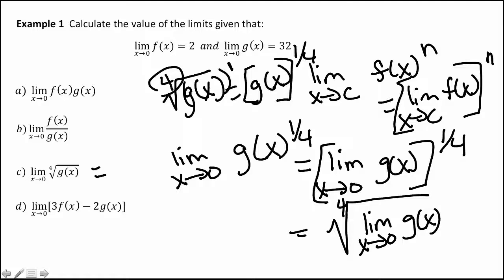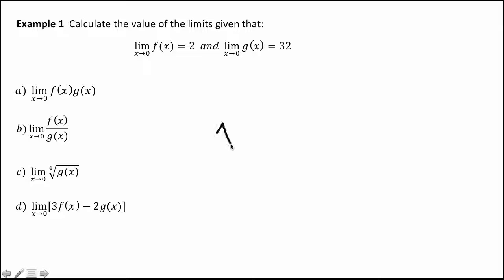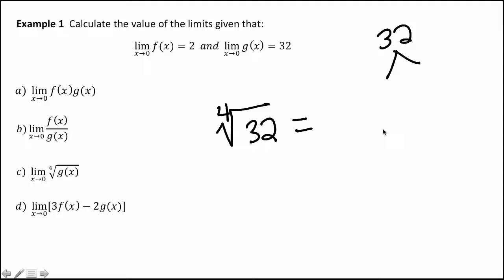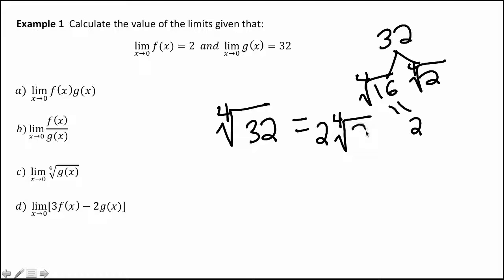Okay, so let me just erase this real quick. Alright, so we need to take the fourth root of 32. And this is not a perfect fourth root, but remember, to simplify, we need to break it down. So let's break this down into 16 and 2, right? And note that the fourth root of 16 is 2, and you can't take the fourth root of 2 nicely anyways. So this is going to be 2. So you're left with 2 times the fourth root of 2. So you're left with 2 and fourth root of 2. And that would be your answer for C.